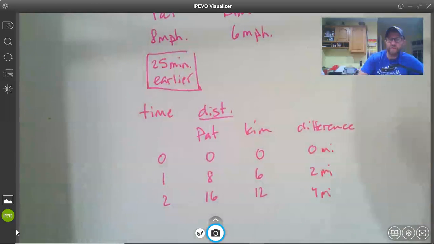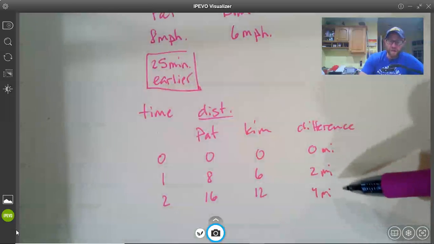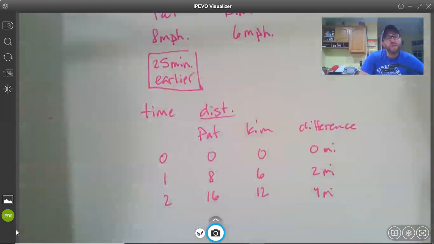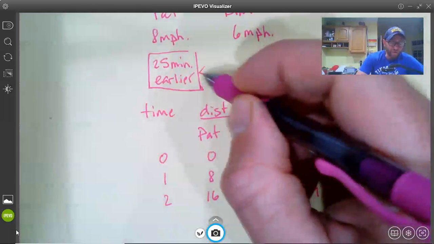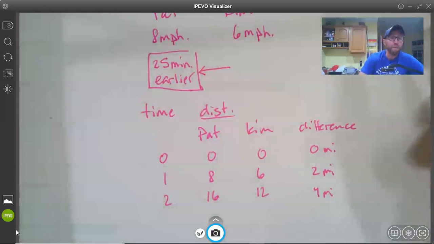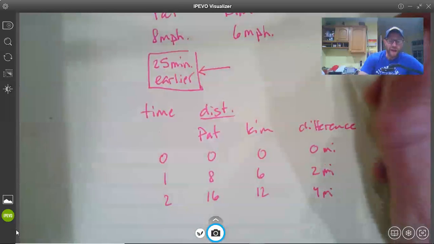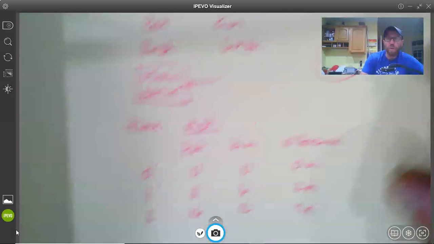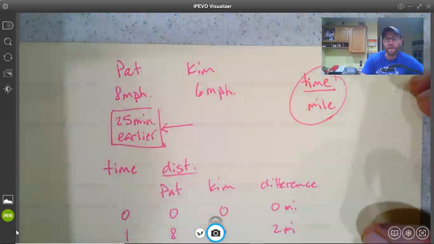So the way their speeds are set up now, if I start making a table just the way they are, I'll be able to look at the difference in their miles. How far apart are they mile-wise at any given time? But I'm not really interested in how far apart they are mile-wise at a given time. I'm trying to figure out at what mile they are a certain number of minutes apart. So I'm looking at the gap in their times per mile. So I need a time per mile kind of rate here.